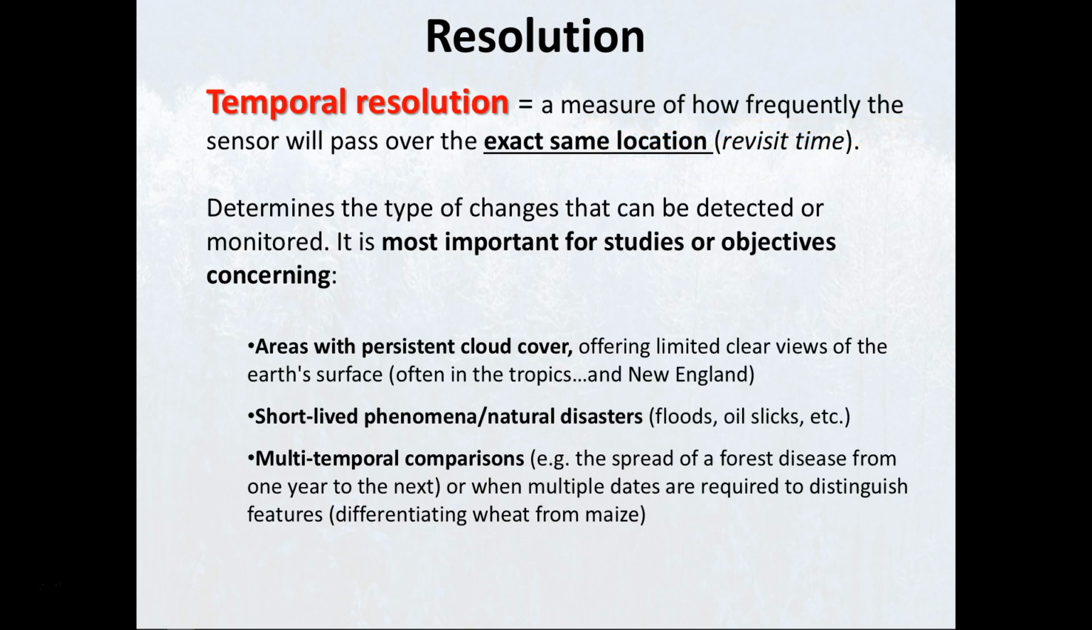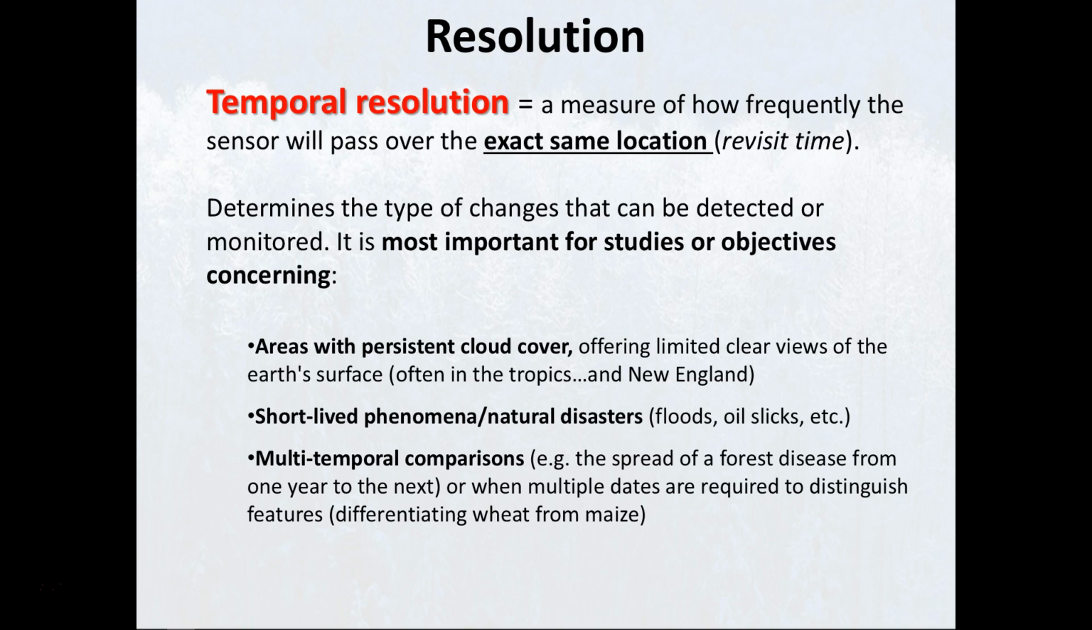My friends, we have reached the final section. So the fourth consideration for any remote sensing system or sensor is temporal resolution, or the frequency with which it passes over the exact same spot. This is also known as its revisit time.